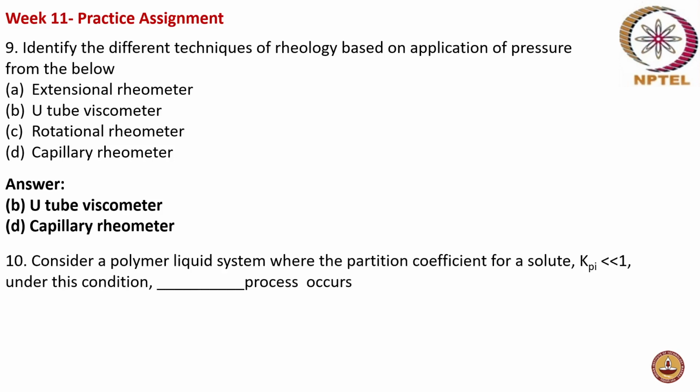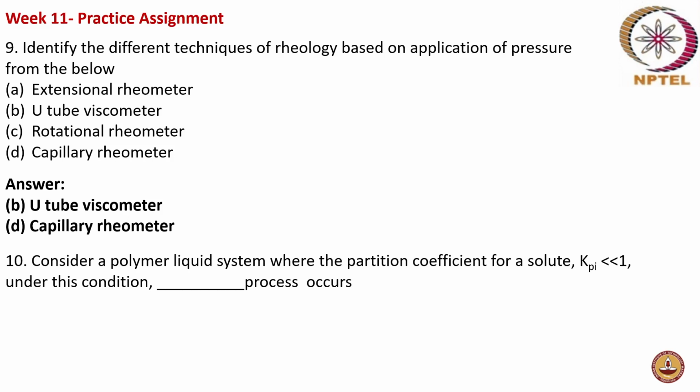Okay, question number 10. Consider a polymer liquid system where the partition coefficient for a solute, K_PL, is very much less than 1. Under this condition, dash process occurs. So there is a polymer and liquid system and there is some solute, and this solute has a partition coefficient K_PL very much less than 1. Under this condition, which process occurs? Whether it is an absorption process into the polymer, or it is a leaching process into the liquid, from polymer to liquid.